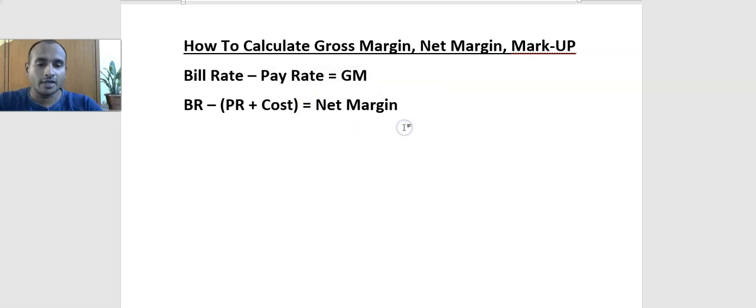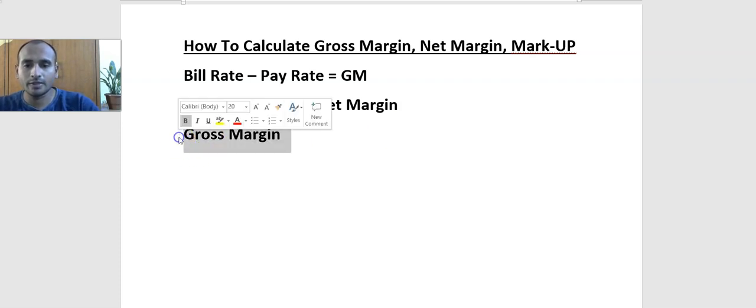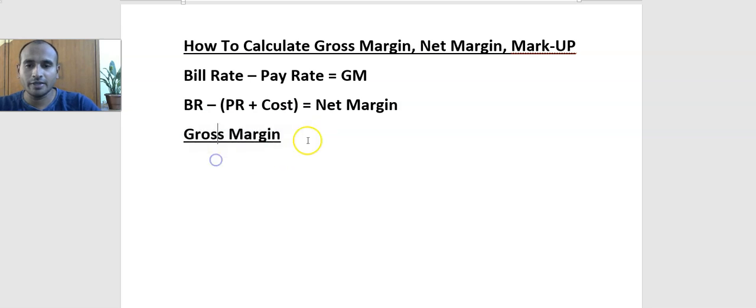So let's understand gross margin first. It's pretty easy, right? If the bill rate is $100 and you paid $70, then the gross margin is $30. Now this is the gross margin.